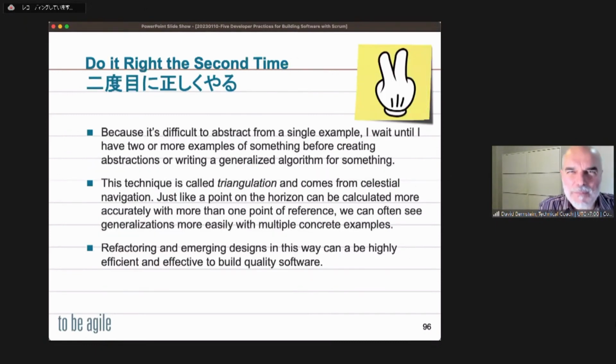So I have a saying, in the West, there's a saying called do it right the first time. But I find that it's wasteful to do that because oftentimes we're not sure what the right thing to do is. If we only have one example of something, we're not sure what the right abstraction is. So if I get only one example, I code it concretely and I wait for the second example. And when the second example comes in, that's when I can see what the right abstraction is. So that's when I add a design pattern or add an abstraction. And so this is a process of emerging our design.